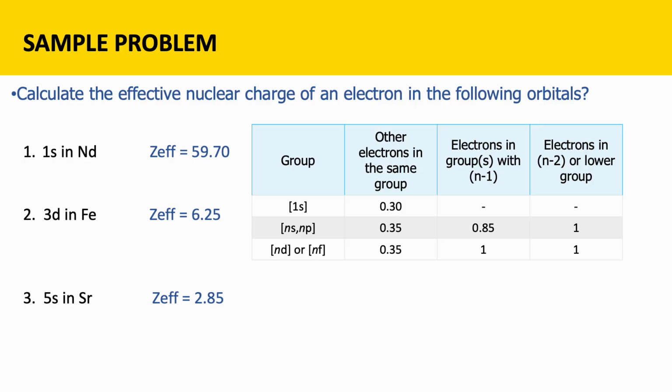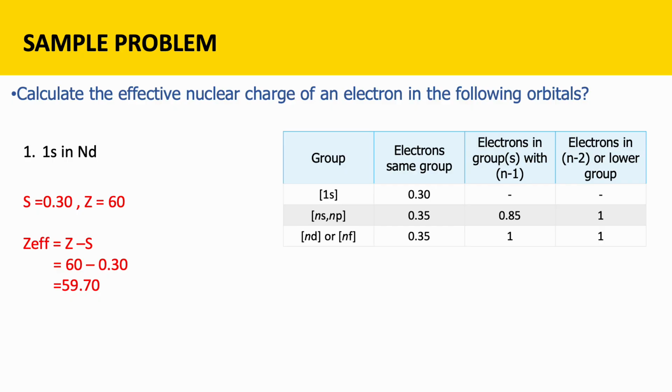So you have your table for the values of your S. You have three rules actually: 1, 2, and 3. If you are given a 3d electron, then you use rule number 3. If you are given a 5s electron, then you use rule number 2. For a 1s electron, you use rule number 1. So more on that, you can try the 1s and d.